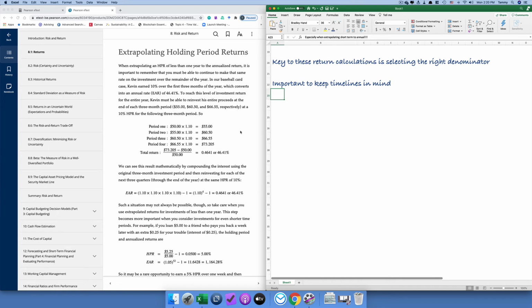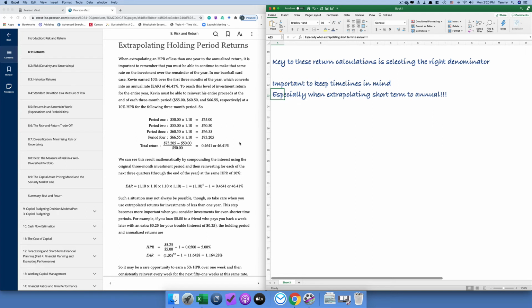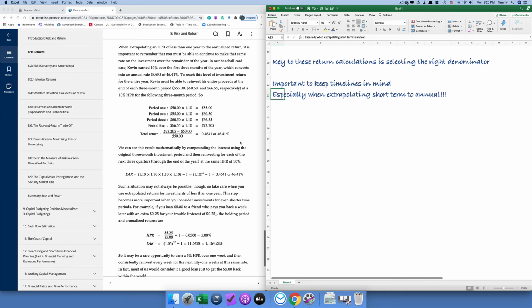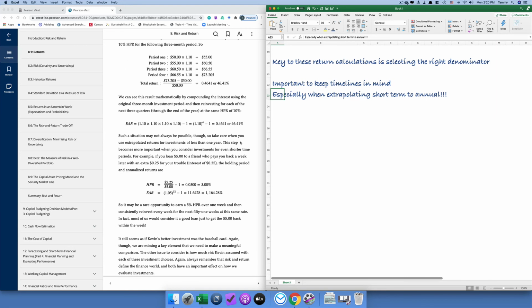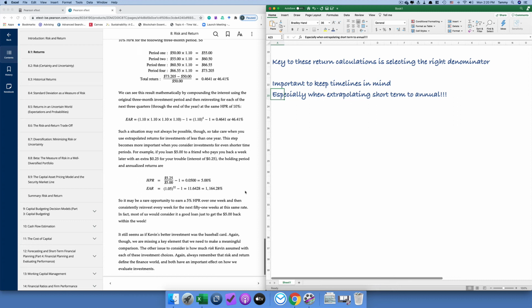Right. So the thing is, whether you compound the interest or whether you just multiply the return by 4, either way, you want to be careful about extrapolating short-term returns to annual returns, because that just doesn't make sense, right? Just the fact that you could turn a quick turnaround on a baseball card in 3 months doesn't mean that that baseball card market is going to continue to grow by 10% a quarter for a whole year. So it's really important to be careful when you're extrapolating short-term returns to annual returns, okay?